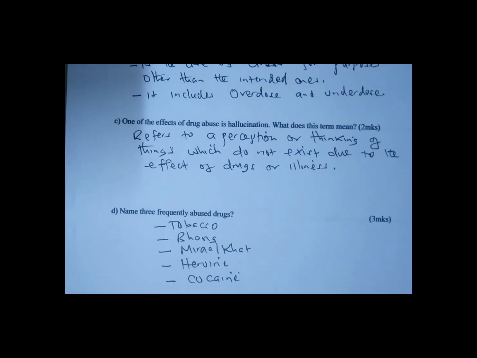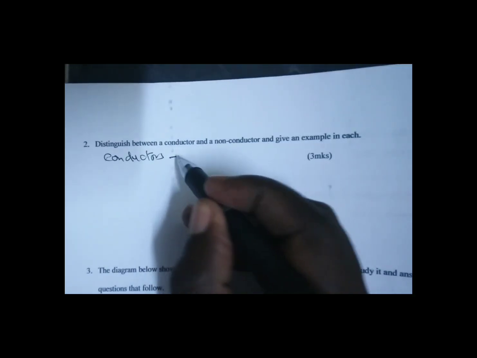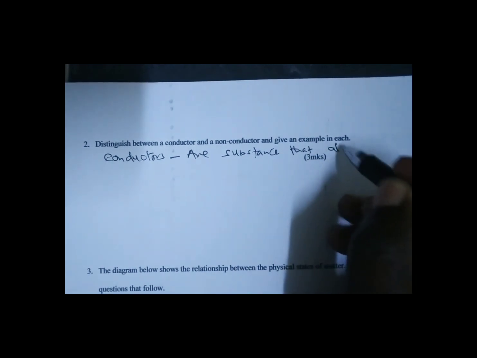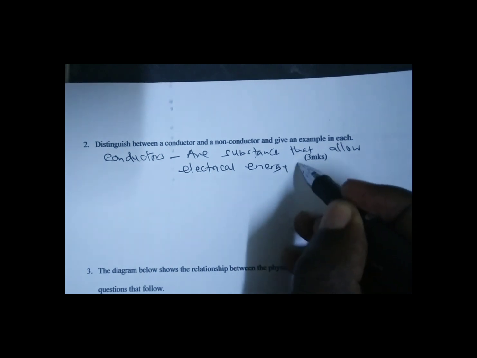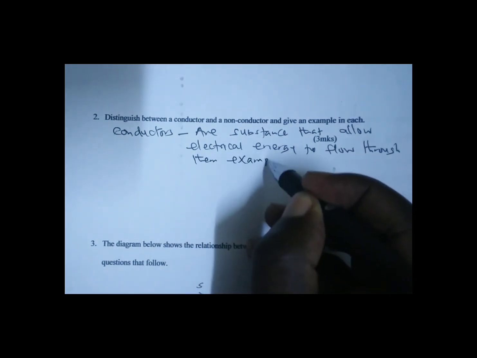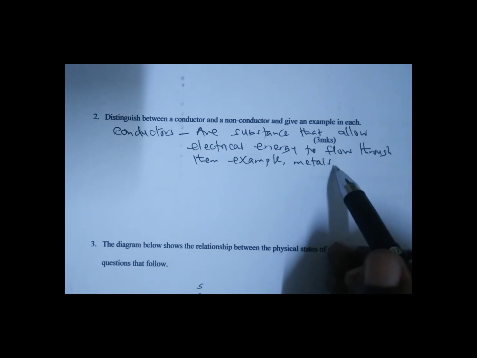Let us go to the next question, which is question number 2. Question number 2 reads, distinguish between conductors and non-conductors and give an example in each. Conductors are substances that allow electricity, or what we call electrical energy, to flow through them. An example, we have metals, and the metals are very many. We have the likes of magnesium, copper, aluminium, and others.